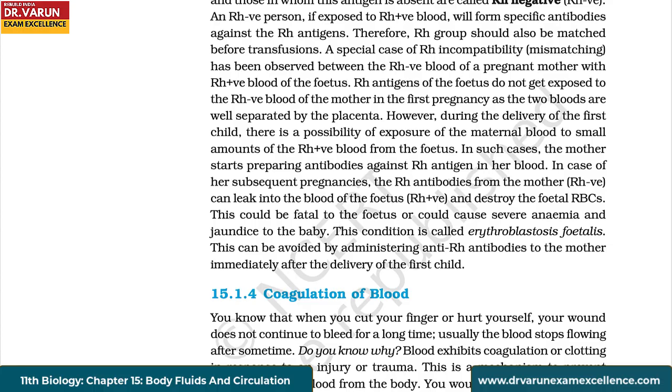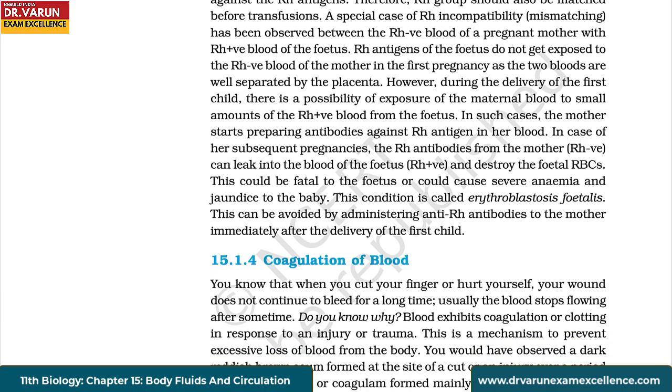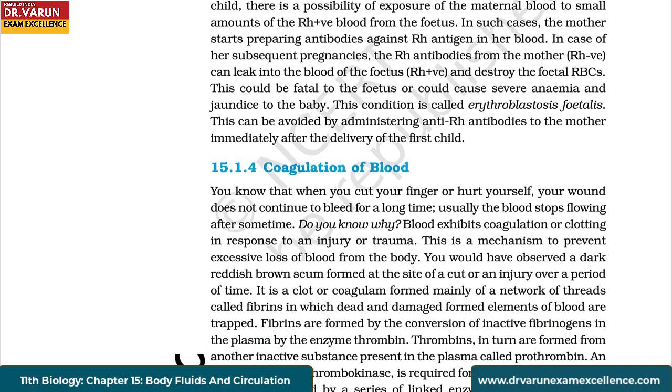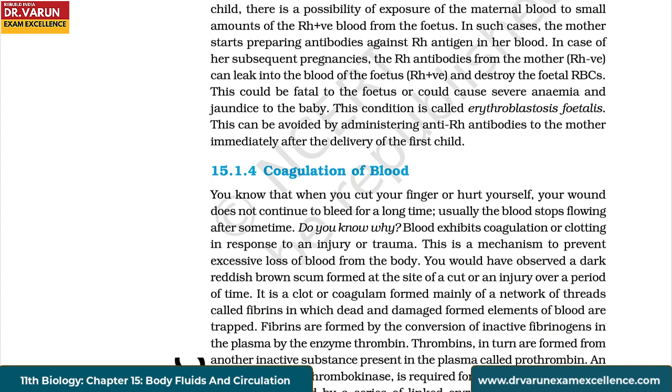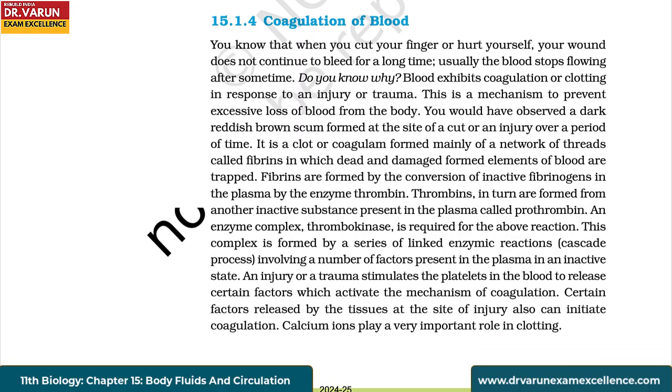In case of her subsequent pregnancies, the RH antibodies from the mother who is RH negative can leak into the blood of the fetus who is RH positive and destroy the fetal RBCs. This could be fatal to the fetus or could cause severe anemia and jaundice to the baby. This condition is called erythroblastosis fetalis. This can be avoided by administering anti-RH antibodies to the mother immediately after the delivery of the first child.